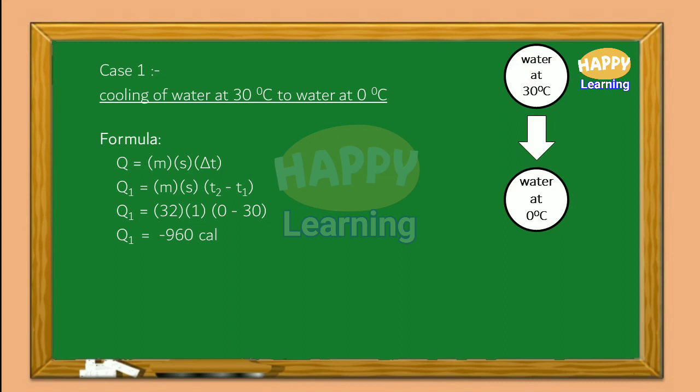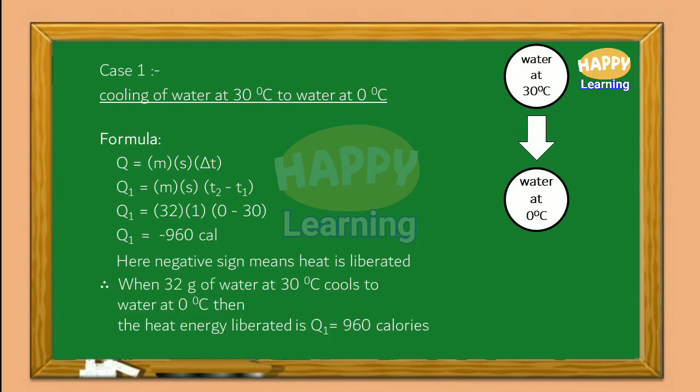As it is heat energy, the unit will be calorie. Here the negative sign means heat is liberated. Heat is 960 calories, minus means heat is liberated. Therefore, when 32 grams of water at 30 degrees Celsius cools to water at 0 degrees Celsius, then the heat energy liberated is Q1 is equal to 960 calories.